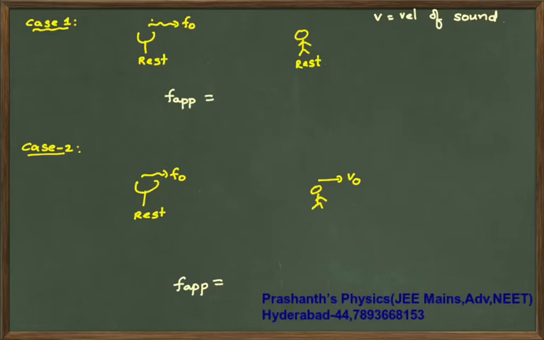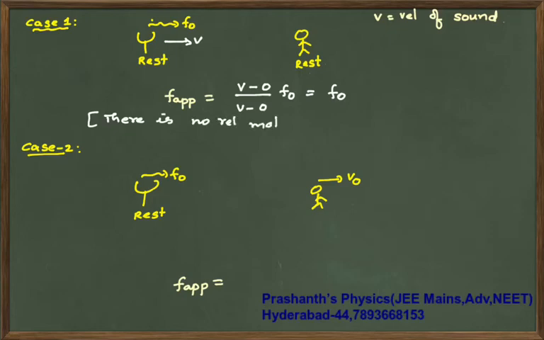So the sound will travel with V towards the listener, obviously. The observer is at rest. So V minus 0. What is this? Velocity of sound with respect to observer by velocity of sound with respect to source. The source is also at rest. So it is F naught. So your apparent frequency is F naught only. The reason is there is no relative motion between the source and listener.